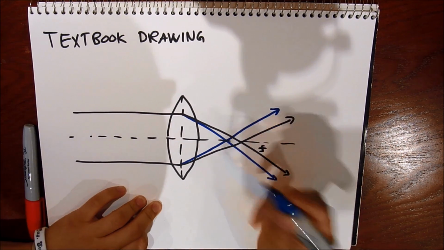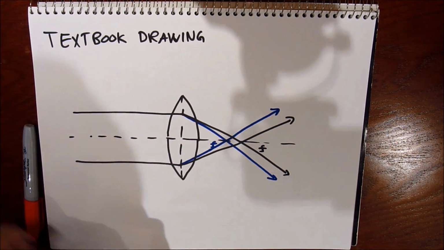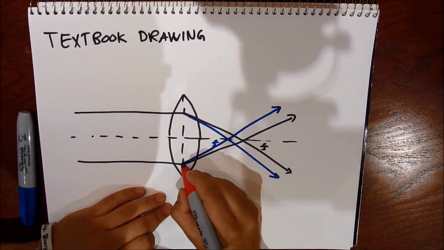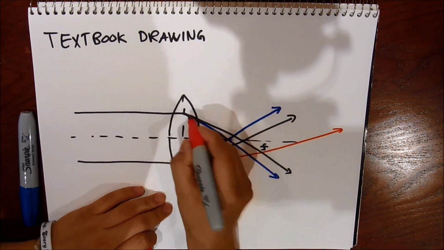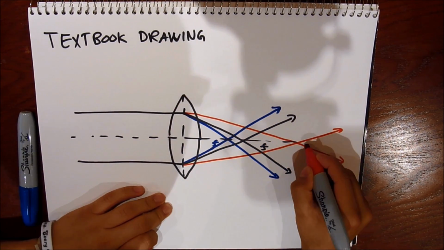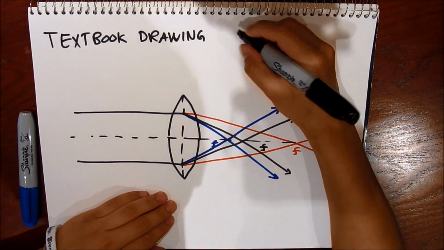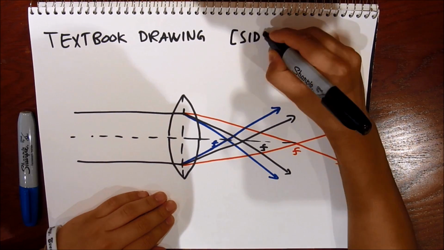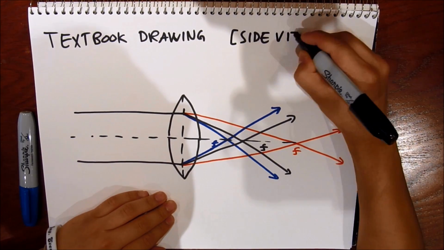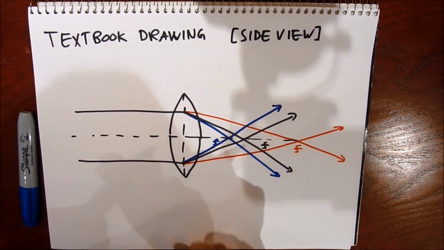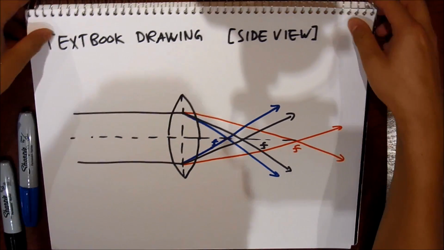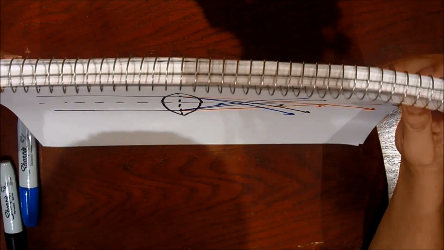That's a topic for another video, but what you need to know is that blue light bends the most and that red light bends the least. So there are actually multiple focal lengths. And this is, of course, an exaggeration. It's not that drastic. But what I think is kind of weird is that this is a side view of what's going on. It's like a cross-sectional. But I don't think that's how it should be displayed. And I think it makes more sense to use a bird's eye view.